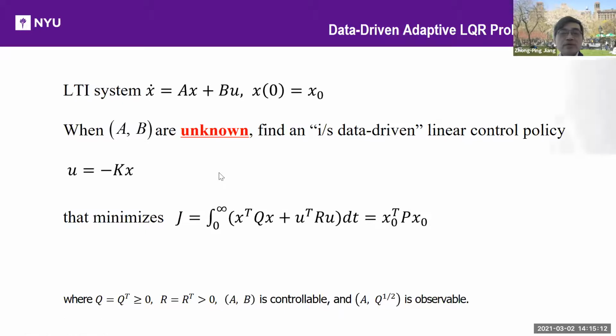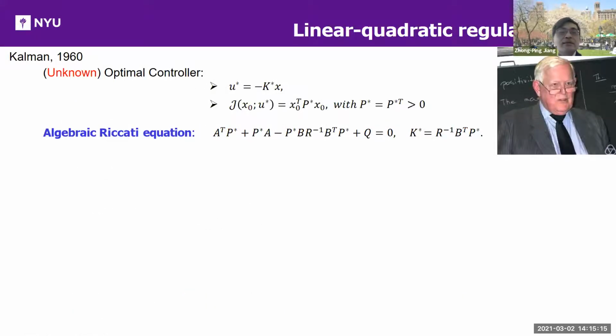So originally this problem was posed by Kalman in 1960, when the model is completely known, when the A and B matrices are known. This theory is called the linear quadratic regulator control, LQR. The optimal control exists under some standard system properties, observability and controllability. I'm not going to repeat them here. The controller will take the following structure. The optimal controller K star will be the solution of the Riccati equation, which is a matrix equation.